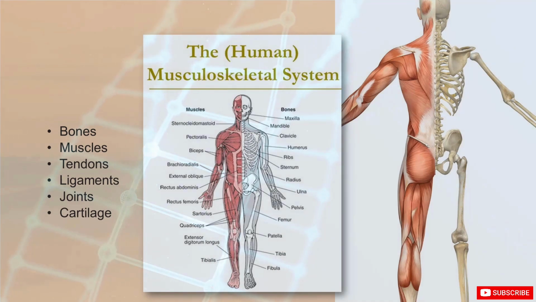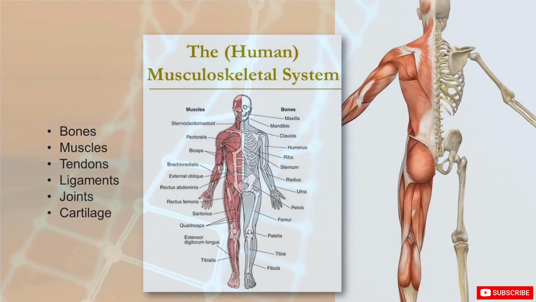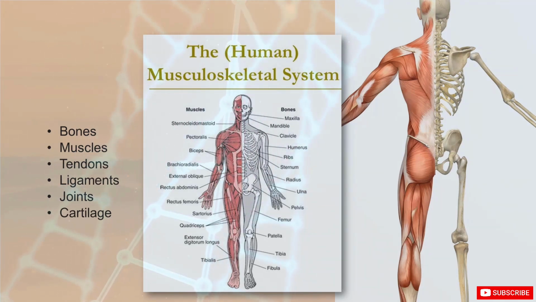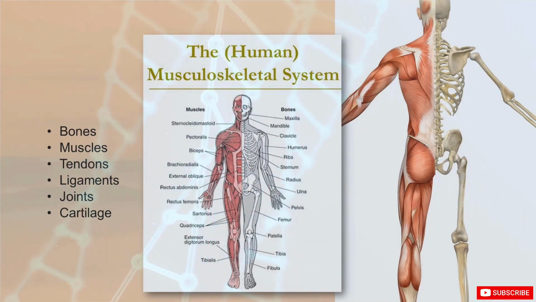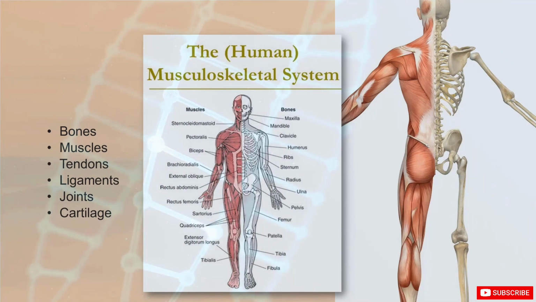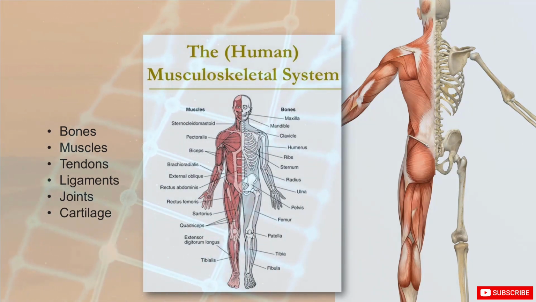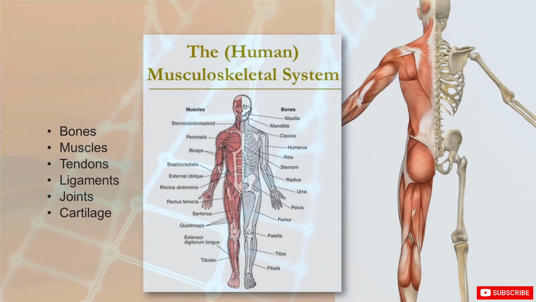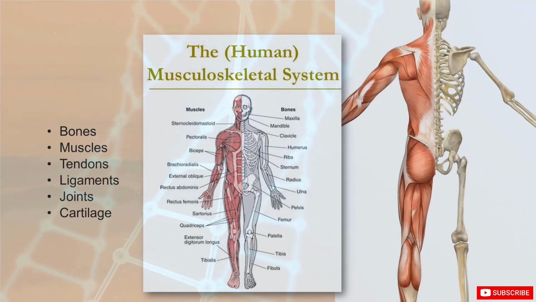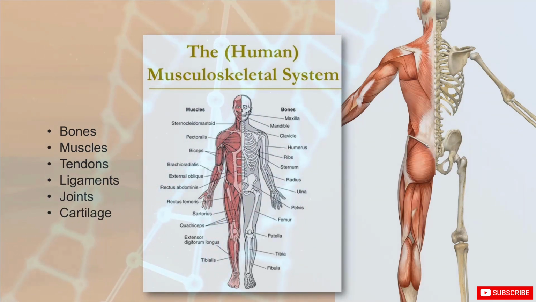Tendons. Tendons are tough, fibrous tissues that connect muscles to bones. They transmit the force generated by muscle contractions to the bones, allowing movement at the joints. Tendons are essential for joint stability and coordinated movement. Ligaments. Ligaments are tough bands of connective tissue that connect bone to bone, providing stability to the joints. They help limit excessive movement at the joints, preventing dislocations and other injuries.